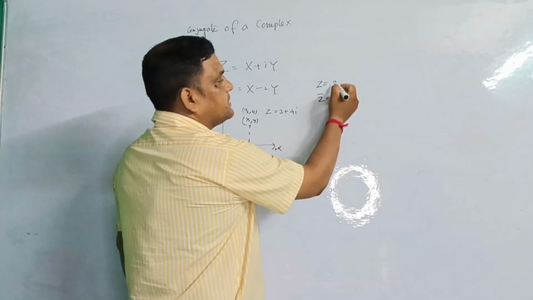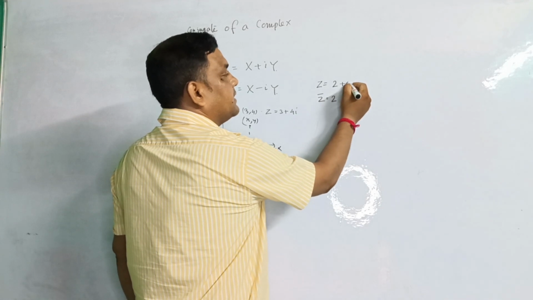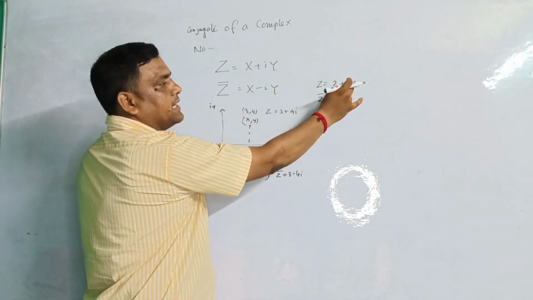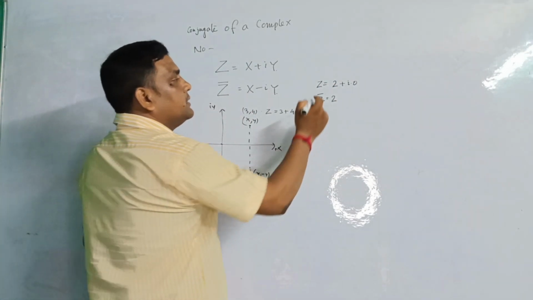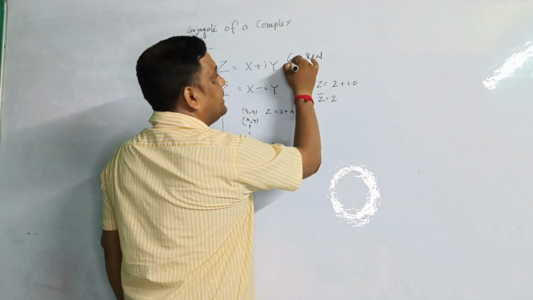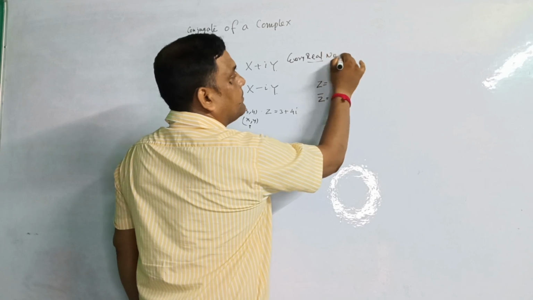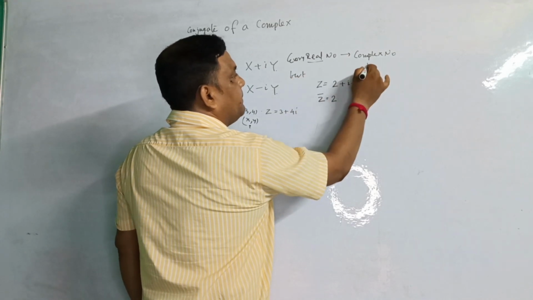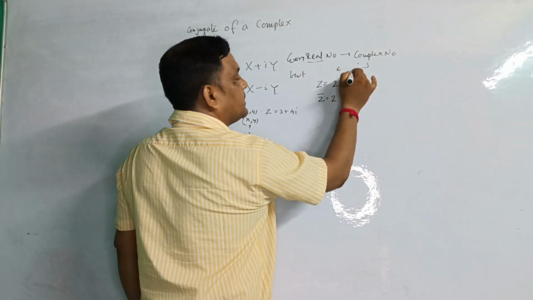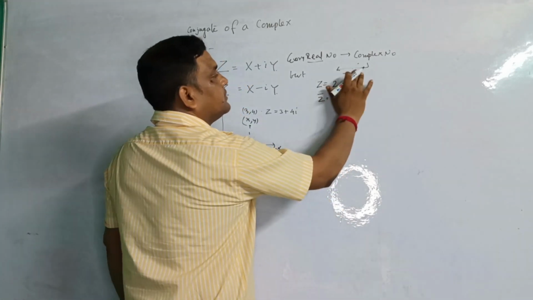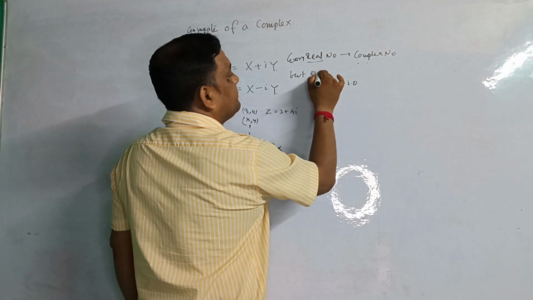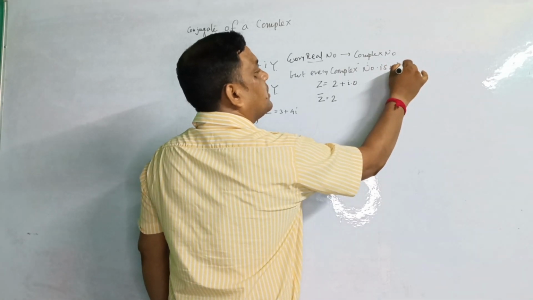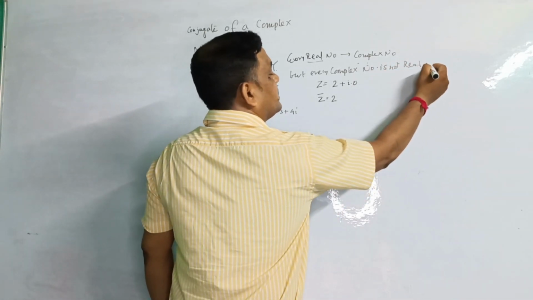Very simple example, suppose here z is equal to 2. Now z is equal to 2 can be written as 2 plus i into 0. So we can write in complex number form x plus i multiply y. So every real number is a complex number, but every complex number is not a real number.